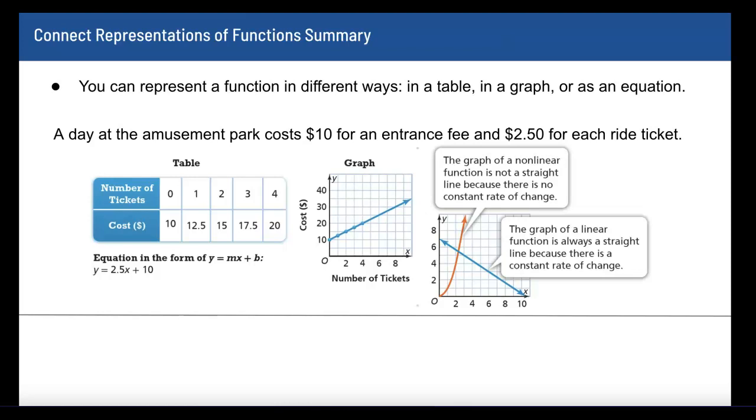In the third example, we are just showing again that the graph of a nonlinear function is not a straight line, but the graph of a linear function is a straight line and has a constant rate of change.